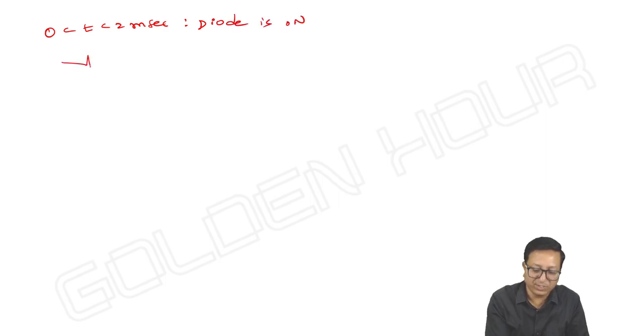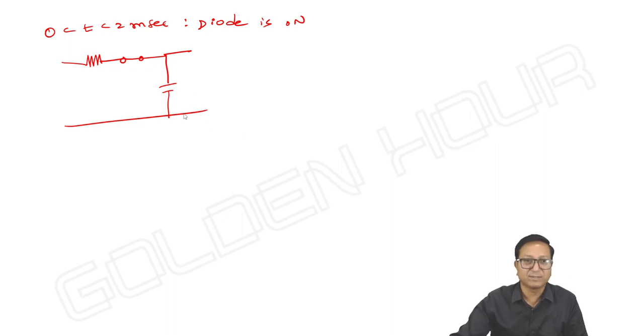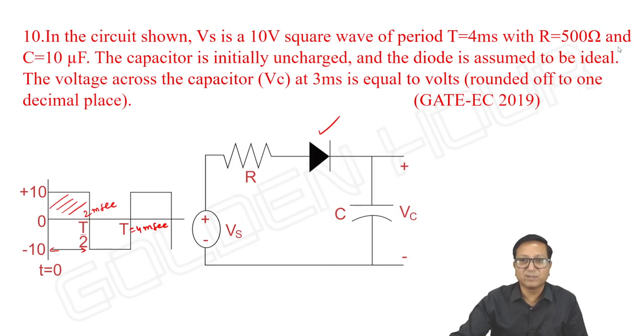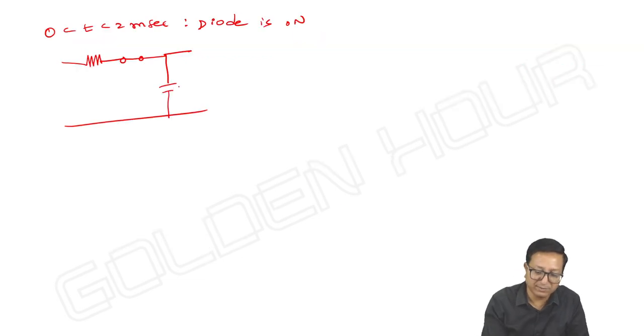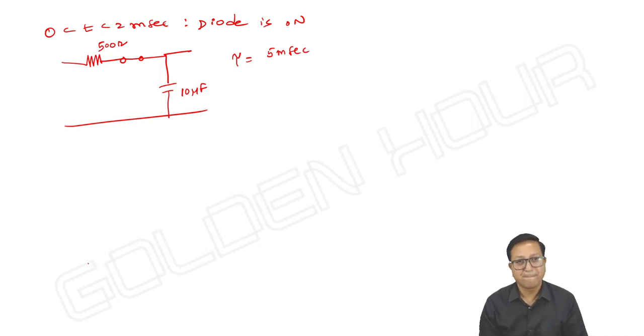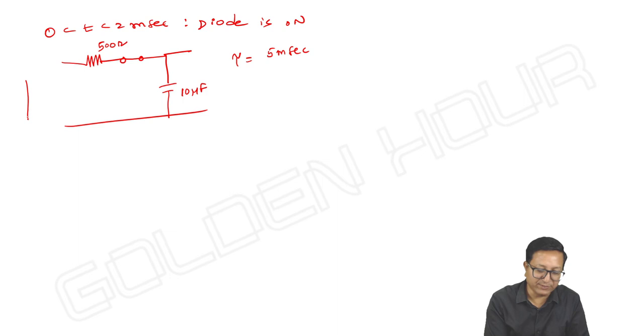Once the diode is on, what is our equivalent circuit? Diode acts as short circuit and it looks like a simple RC network. R is equal to 500 ohms or 0.5K and the capacitor is 10 microfarad. So the time constant here is equal to 5 millisecond. During this time the input is like 10 volts.